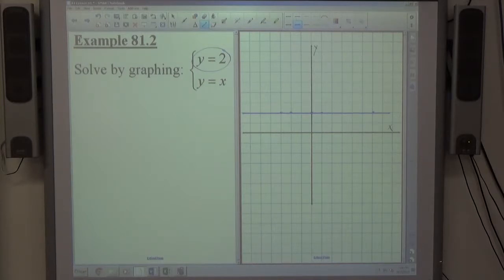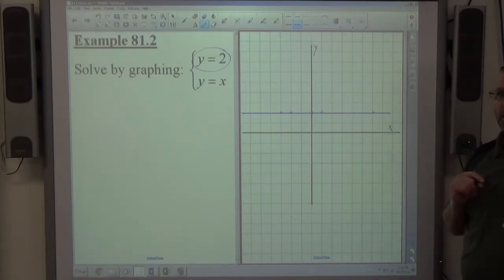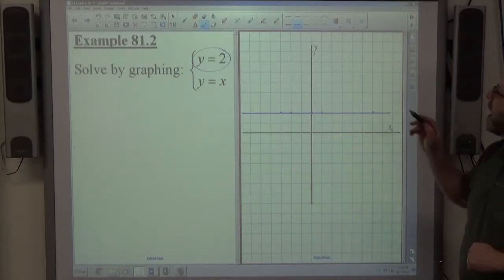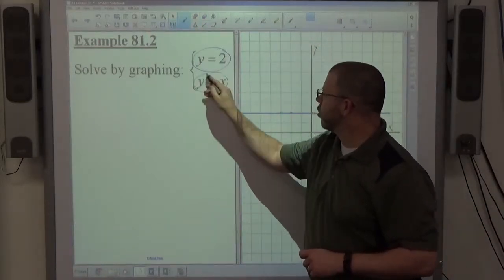Similarly, if it says x equals number, that just creates a vertical line. X equals 5, vertical line at 5. 1, 2, 3, 4, 5, up and down. Alright, that's how you graph a horizontal or vertical line. Every other line that has both x and y in it, we have to do normal graphing.